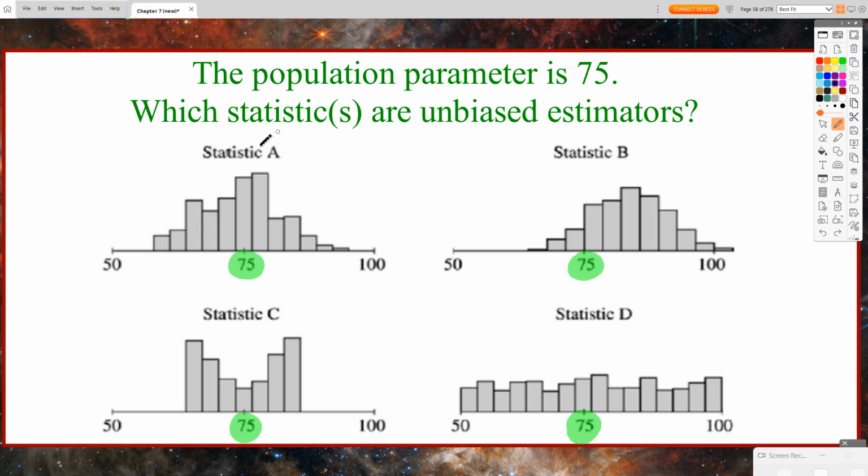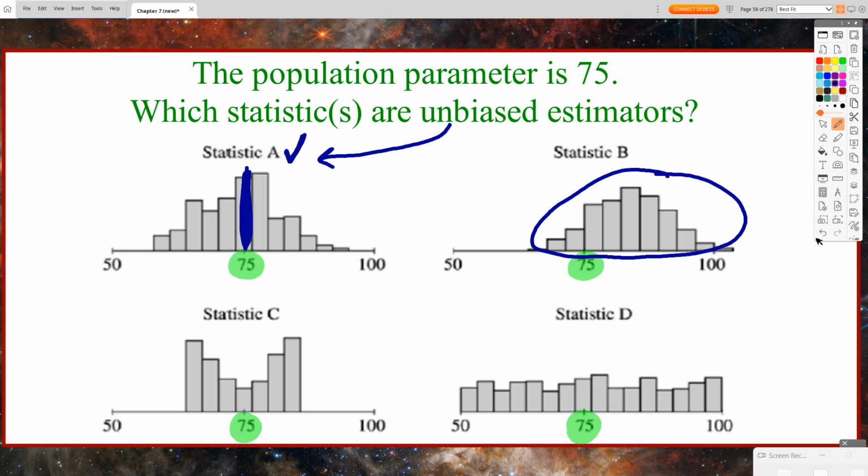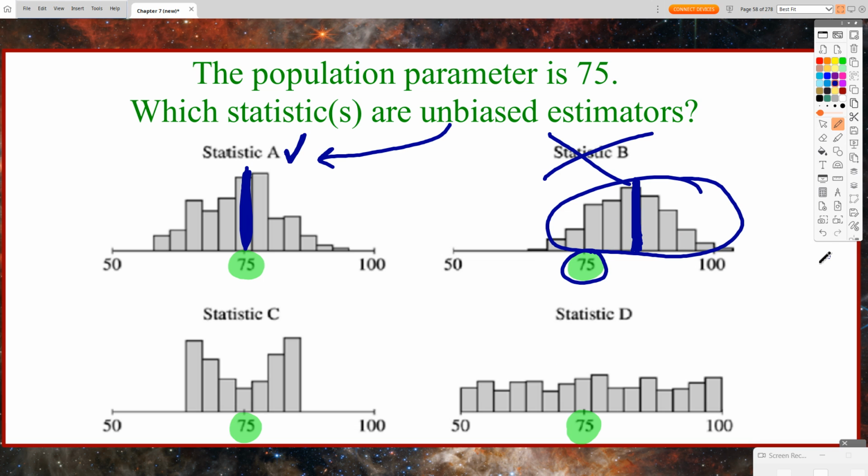So when we look at statistic A, is the center of this sampling distribution up here approximately the same as 75? I would say yes, I really think the center is around 75. So I think statistic A would be an example of an unbiased estimator. Now, what about statistic B? Is the center of this sampling distribution about the same as the population parameter value of 75? Here I would say it is not. It looks like the center is somewhere between 75 and 100. I don't know exactly what it is, but it doesn't look like it's going to be an unbiased estimator. We are overestimating the true value for the population. We're above the mark here.